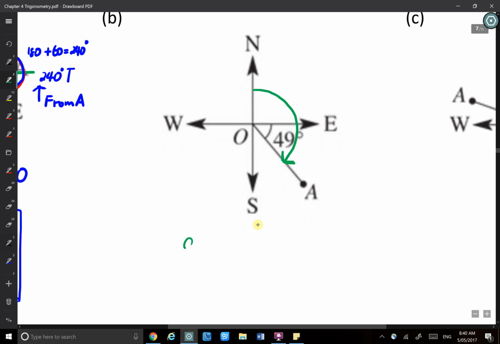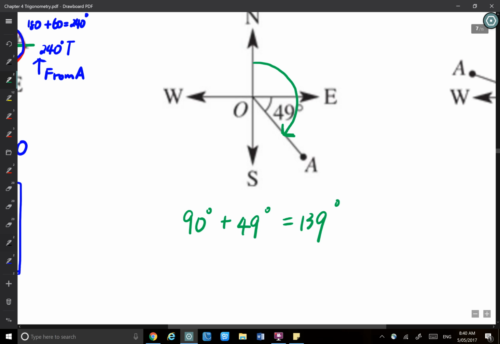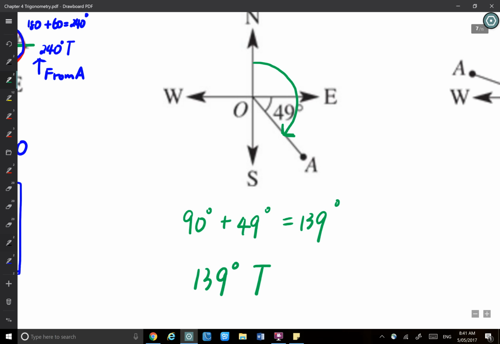So it's 90 degrees plus 49 degrees equals 139 degrees here. So the bearing is 139 degrees true.